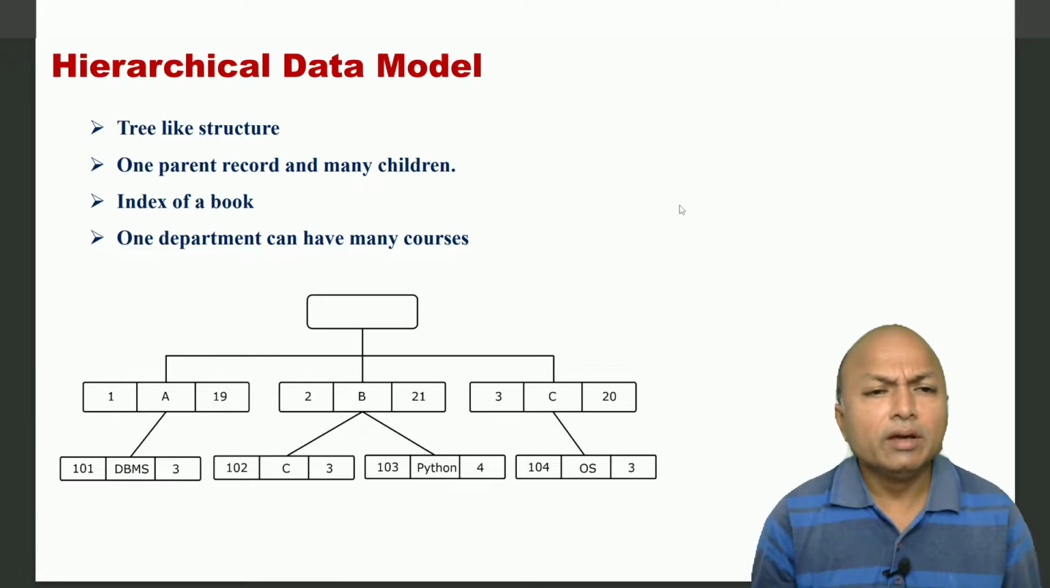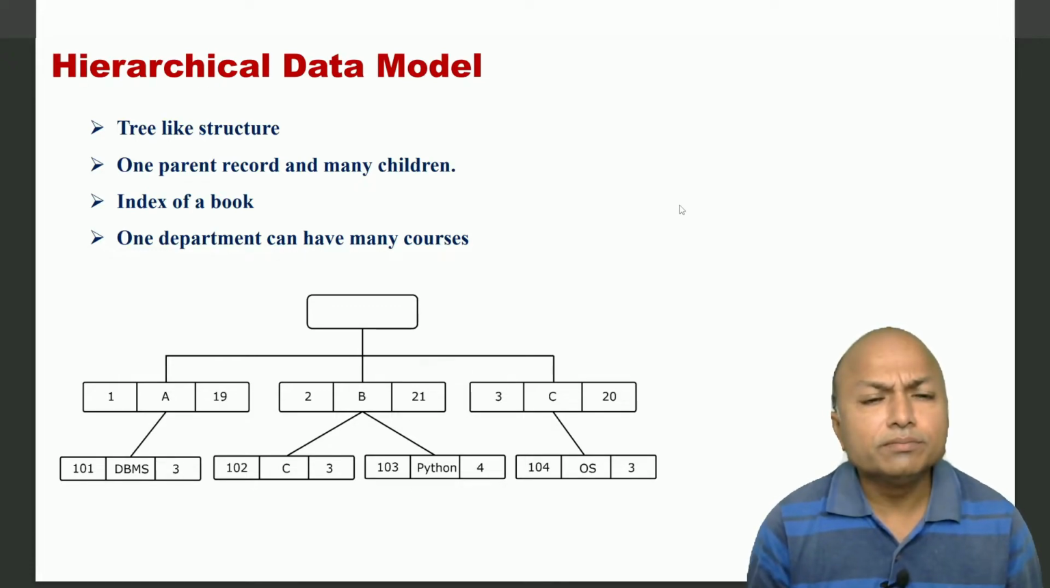Here you can see one parent and many children, just like an index of a book. Or you can consider another example: one department may have many courses. So the department you can consider as a parent and the courses as children.